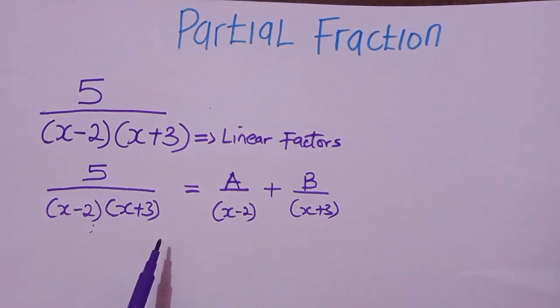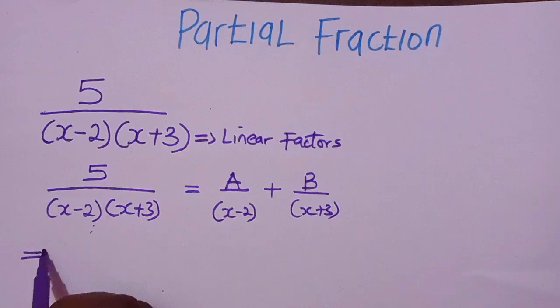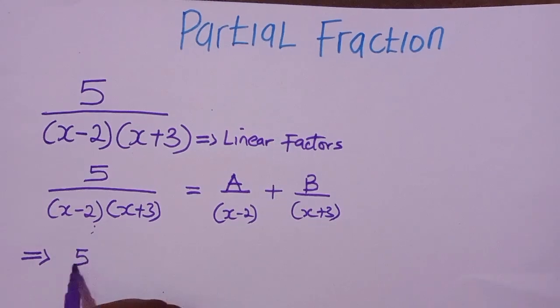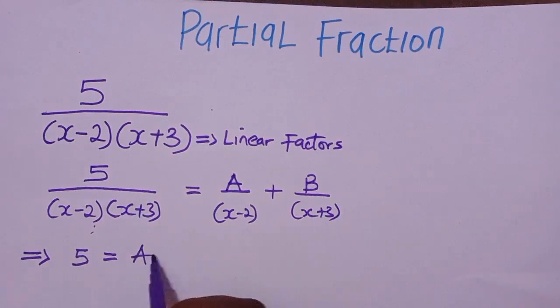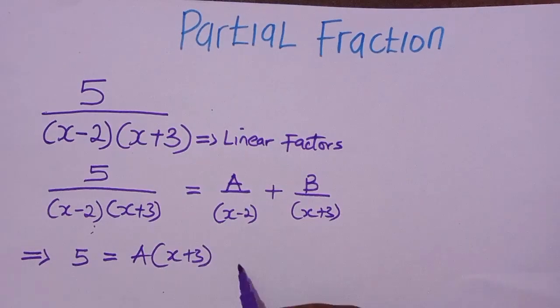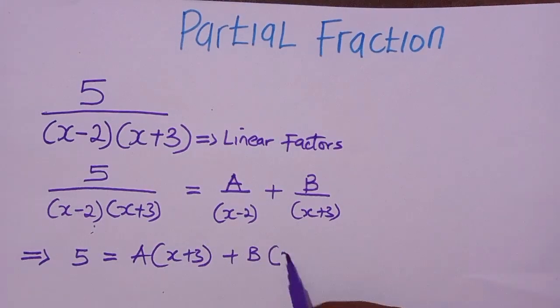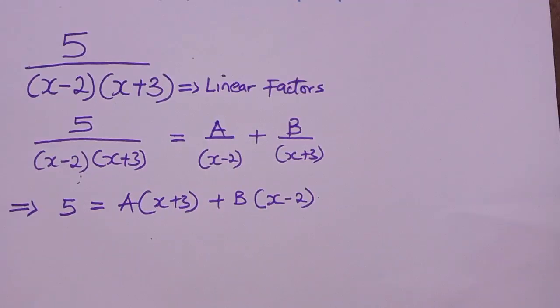So if we multiply both sides by the denominator, we have 5 is equal to a(x plus 3) plus b(x minus 2). Now it's for us to solve for a and b. We are going to use the substitution method. We are going to look for a value of x that will make one of these terms 0, allowing us to solve the other constant easily.